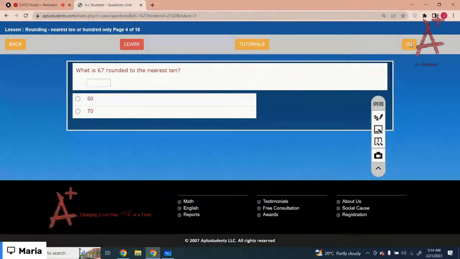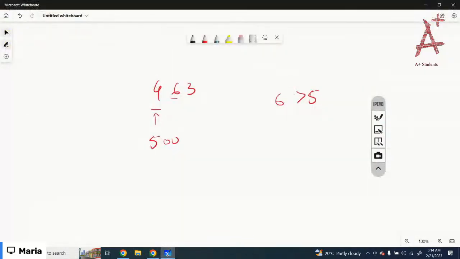Okay, the next one is, what is 67 rounded to the nearest 10? So you have 67. The digit that is at the tens position is 6. Okay, the digit that is right next to the 10 digit is 7. You have to compare the 7 to 5. Is 7 greater than 5 or less than 5? 7 is greater than 5. That means you have to round up. You have to round to 70. Got it?